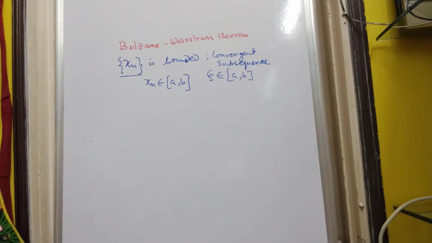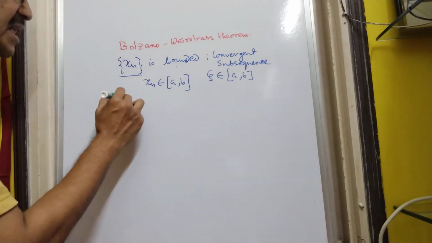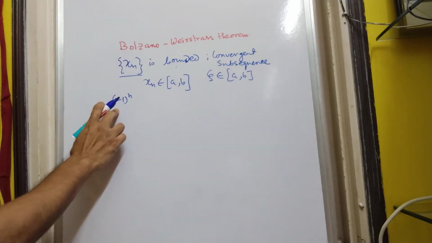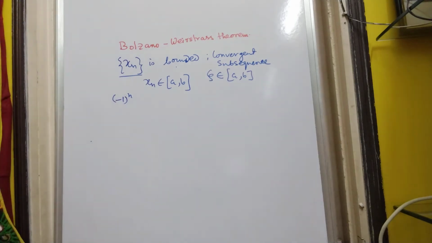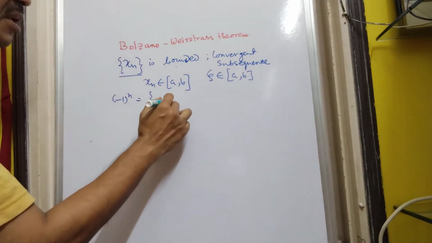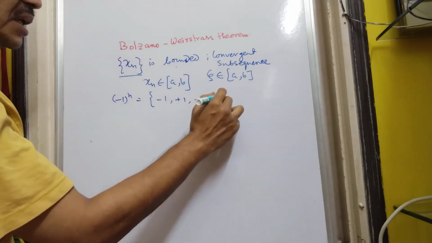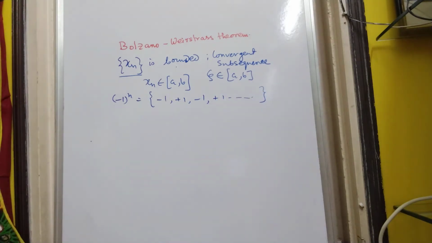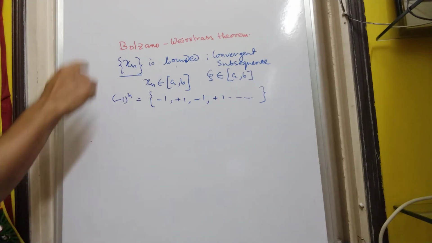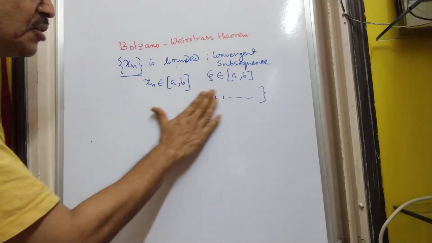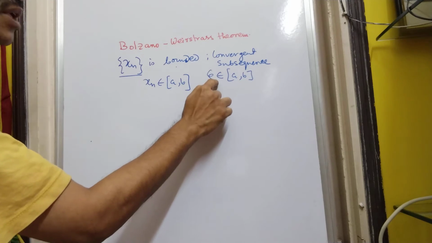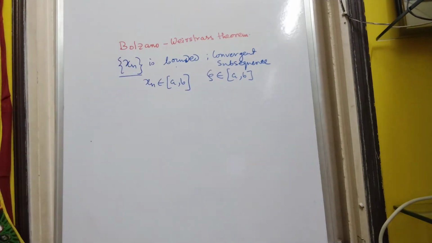We should remember in this regard that a very special sequence, this is bounded but not convergent. It has two subsequences which converge to two different limits, one minus 1 and one plus 1. There are many such examples. Bolzano-Weierstrass theorem just states that if a sequence is bounded, it must have a convergent subsequence which converges to a limit point contained in this interval.